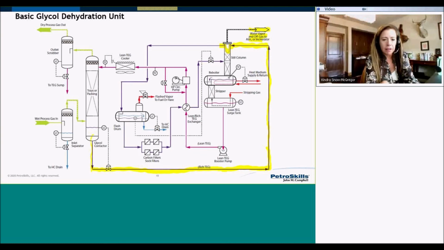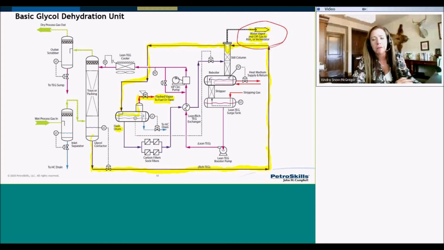And then notice I come down into this flash drum, all right? Now this flash drum is here because there is some mutual solubility between my lighter hydrocarbons like methane and ethane and TEG. And so I want to be able to flash those off. More often than not, I'll burn those in my fuel gas system because I want to keep those hydrocarbons from exiting the still, because the still over here, it depends on what's in your gas, but more often than not, will go to the atmosphere, unless I have BTEX, so benzene, ethylbenzene, toluene, xylene.